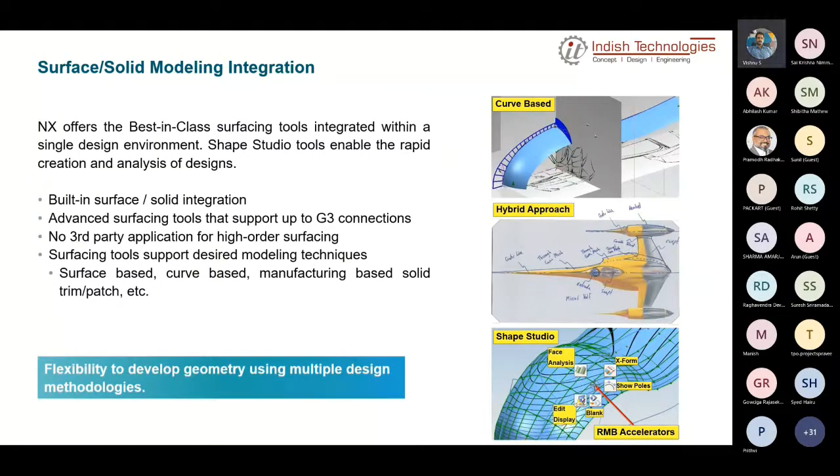So when we talk about surface or solid modeling integration, modules such as Shape Studio or NX Realize Shape enable users to create rapid surface geometries, which can also be combined with the solid models in one environment and can be analyzed with built-in analysis tools. So the surface modeling even supports G3 continuity connections without the requirement for any third-party solution for higher order surfacing activities. And the tools are also oriented in such a way that whatever application you are looking for is available for your use.